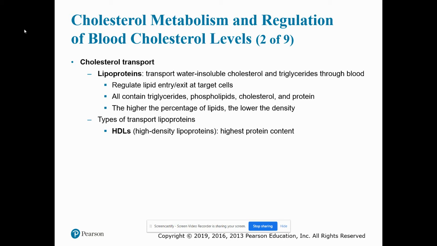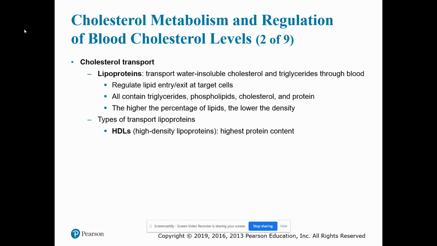Cholesterol is transported by lipoproteins. Lipoproteins transport water-insoluble cholesterol and triglycerides through the blood. Remember, cholesterol and triglycerides are both water insoluble, which means they have to have some kind of transport in the blood. They cannot just get dissolved in the blood and transported throughout the body. Lipoproteins also regulate lipid entry and exit at target cells. They all contain triglycerides, phospholipids, cholesterol, and protein. The higher the percentage of lipids, the lower the density.